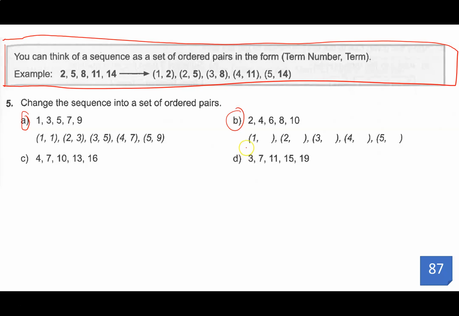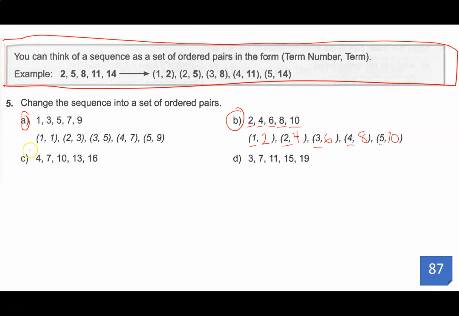So the ordered pairs have been set up for you with the X digit already complete. So we can see the first number, second, third, fourth, and fifth. All right, our Y value is going to be the term, or what that number is. So our first number is a 2. Our second number is 4. Third number is 6. Fourth number is 8. And the fifth number is 10.